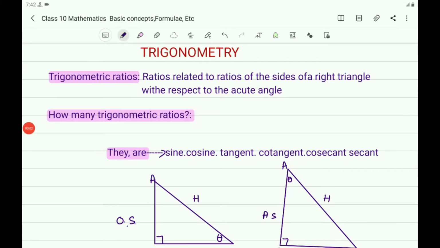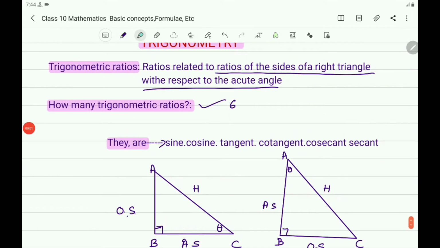Children, this is a continuation of the hints and tricks and also about the basic concepts and formulas of mathematics. Now let us discuss the chapter trigonometry. Now here, what are trigonometric ratios? So what are the trigonometric ratios? They are ratios of the sides of a right angle triangle with respect to the acute angle.